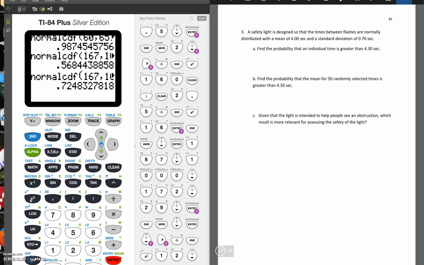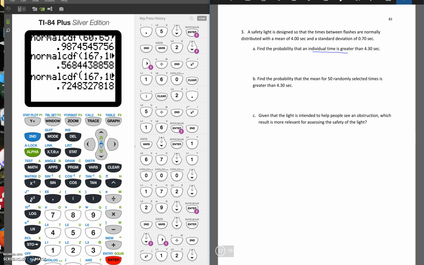We're going to look at one more here. So it says a safety light is designed so that the times between flashes are normally distributed with a mean of 4 seconds and a standard deviation of 0.7 seconds. So find the probability that an individual time is greater than 4.30.